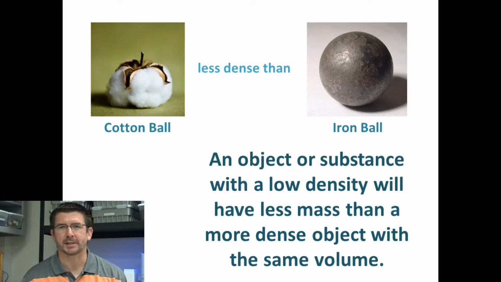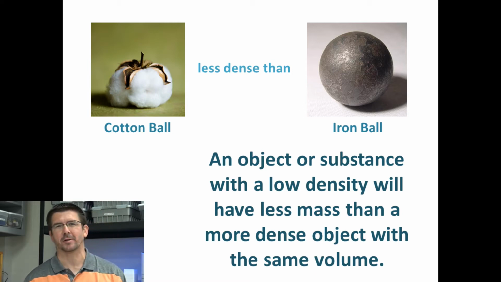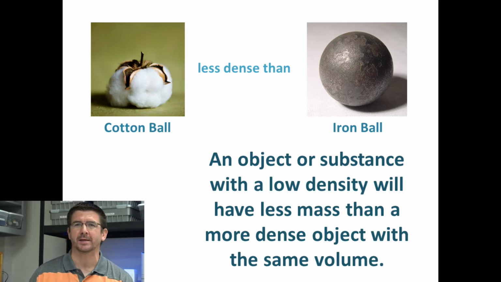So we see here our example of a ball of iron versus a ball of cotton. If we took two objects that were the same size, this ball of cotton, this ball of iron, the object that was less dense would have less mass if the volume's the same. So we know obviously, well, cotton is more lightweight than iron, right? It's a lighter material. If I picked up a handful of cotton versus a handful of iron, the cotton would weigh less. It has less matter in it than the iron, even though they take up the same amount of space.